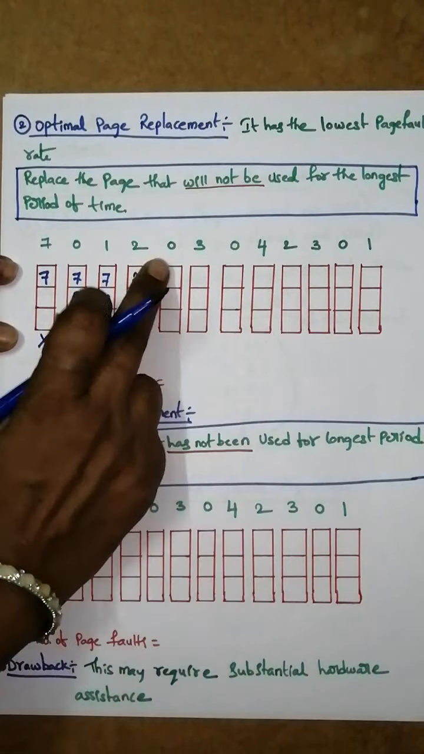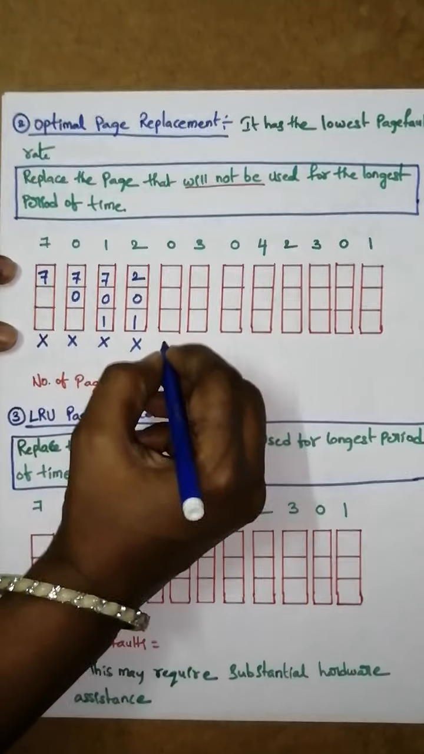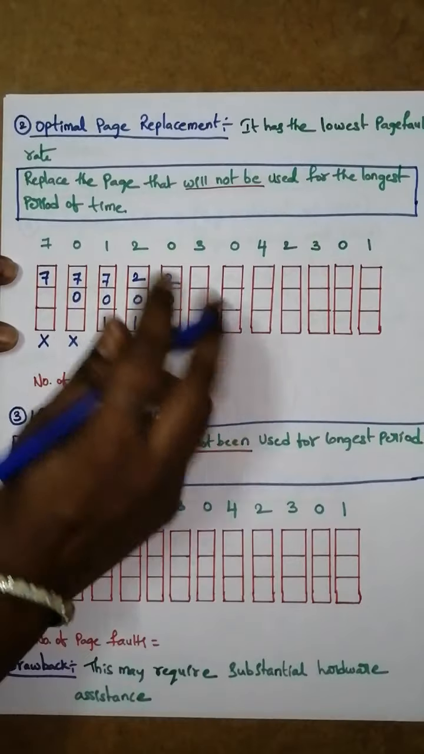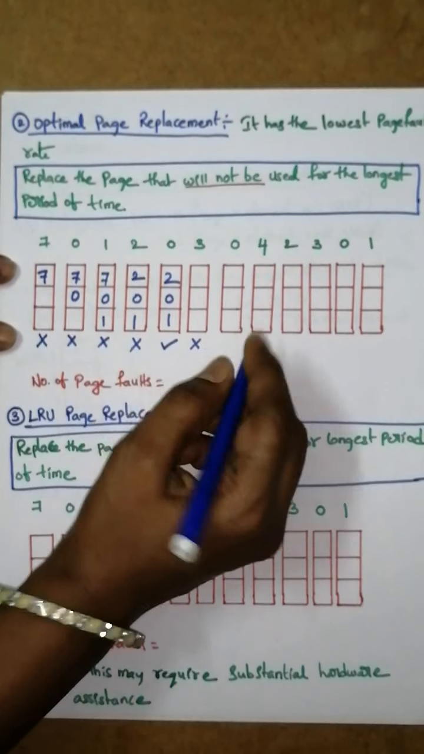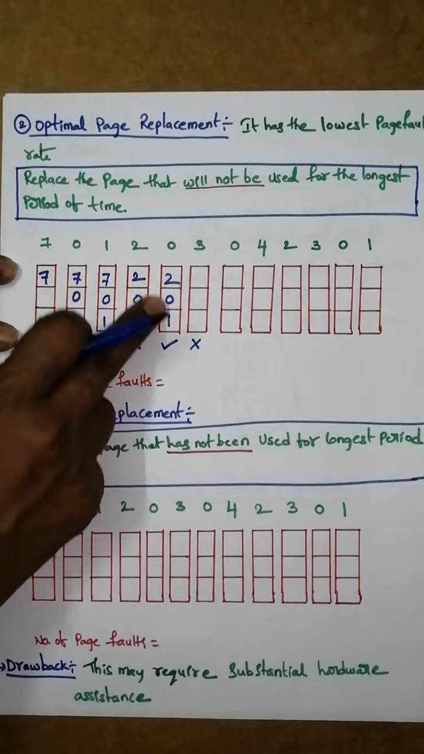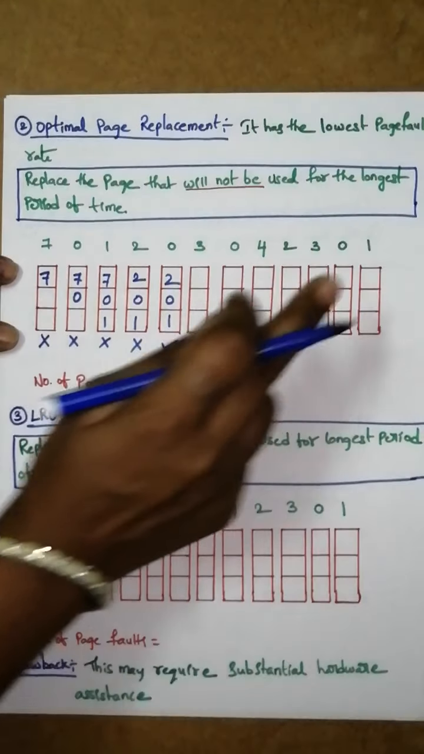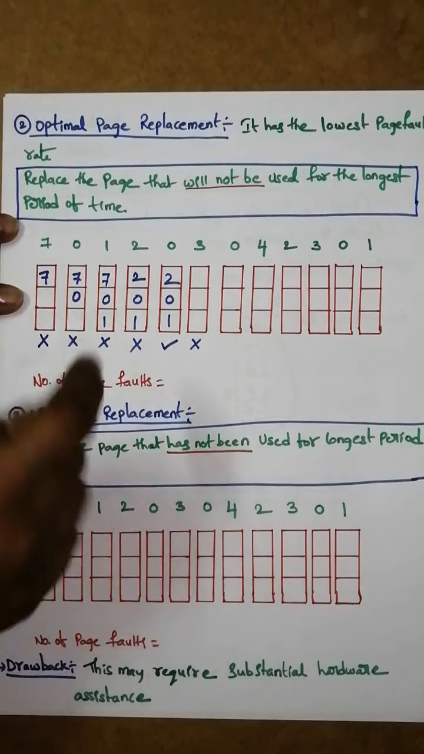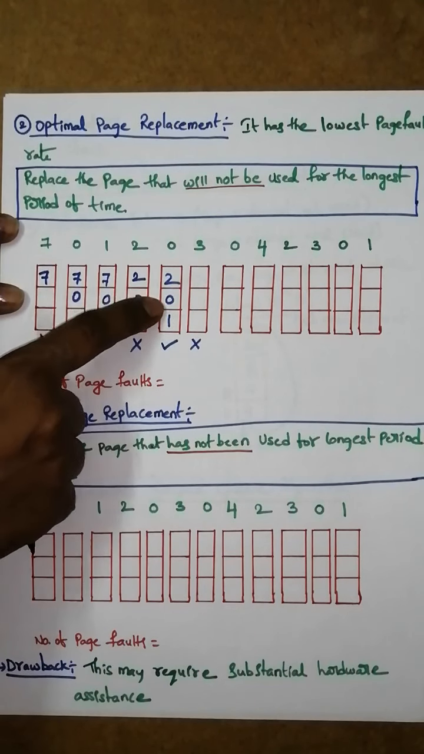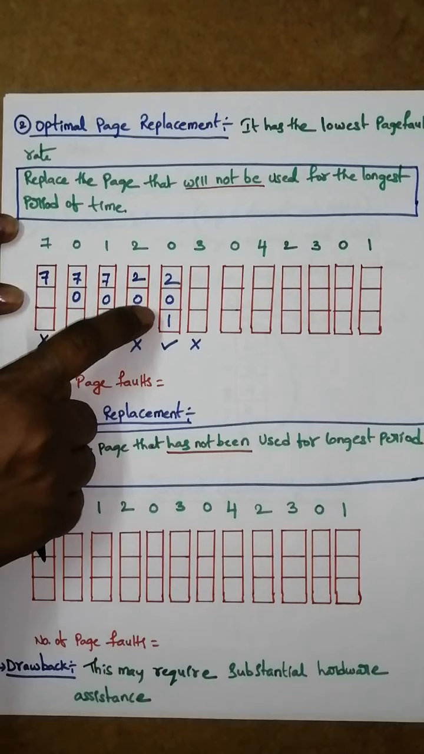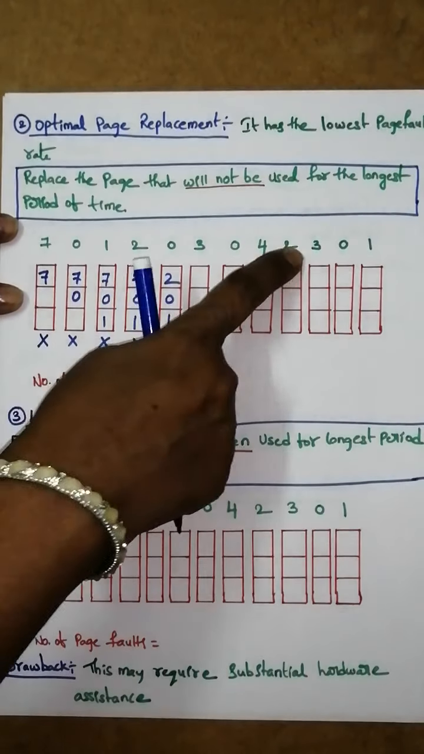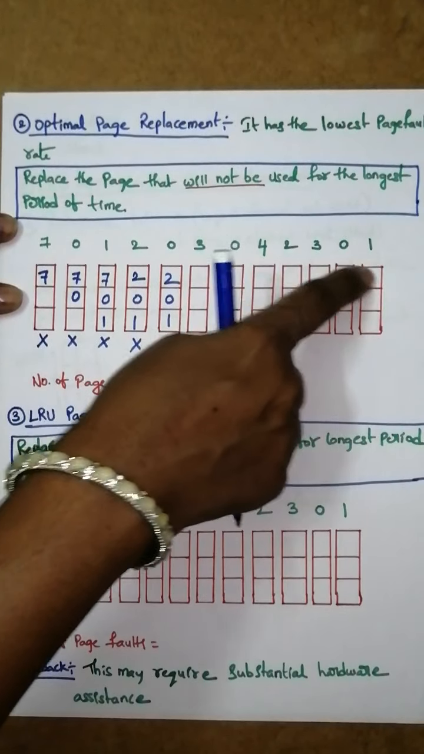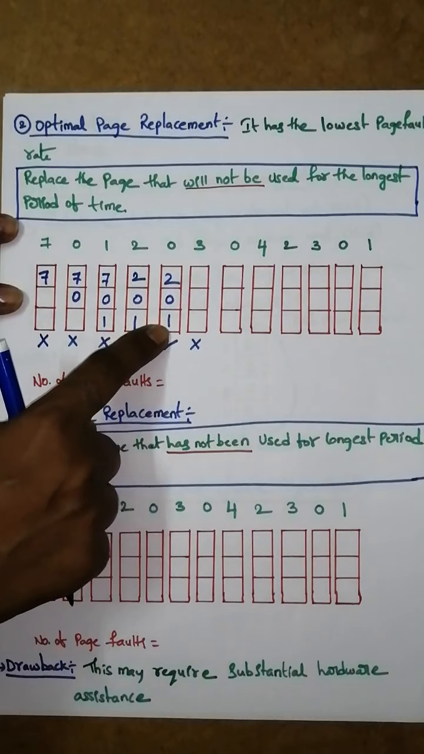Now next is 0. 0 is already there, it's not a page fault, so it is 2, 0, 1. Next is 3. 3 is not there, it's a page fault. Now to place 3 out of these 3, whichever is not used in the future, you have to remember, or else whichever is not used for the longest period of time. After 3, 0 is used immediately and 2 is used after 0. So 1 is the one which is used for the longest period of time, at the end.